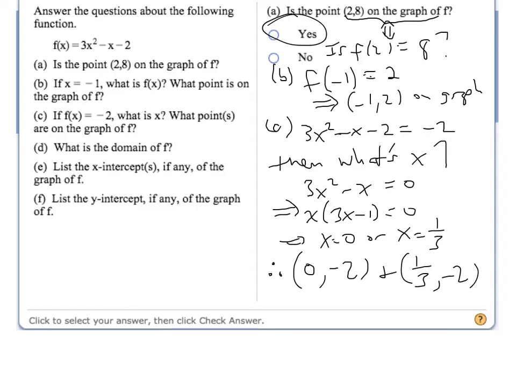Anyway, put in a third for x. You put in a third here, also you get -2. So these are the 2 points. So that does involve this piece of algebra where we have to take an equation equal to 0 and solve it by factoring.